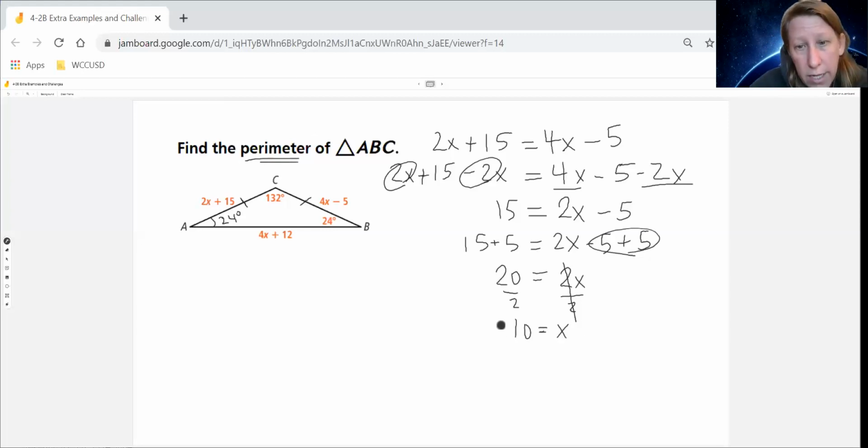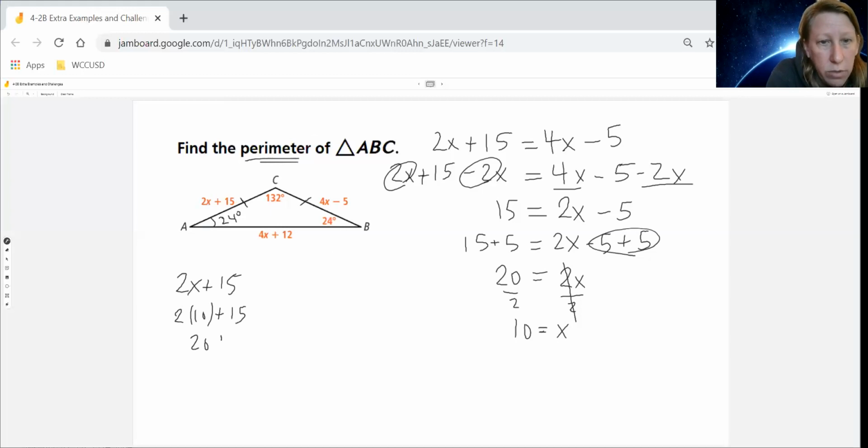Well, I know what x is now. Now I'm going to plug it back in. So I'm going to do 2x plus 15 is going to be 2 times 10 plus 15, which is 20 plus 15, which is 35. So now I know this side is 35 units long. If I was walking from A to C, it would take me 35 steps to get there. Okay. Now perimeter is all the way around. Okay, so I'm going to be adding that to 4x minus 5.